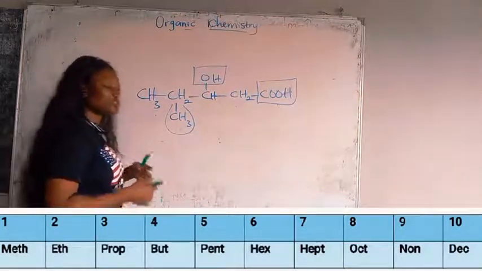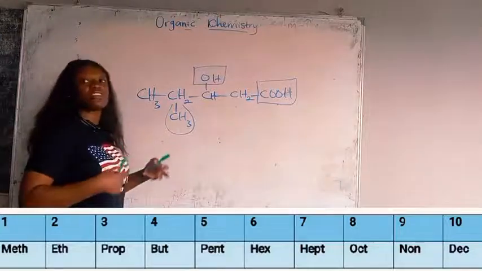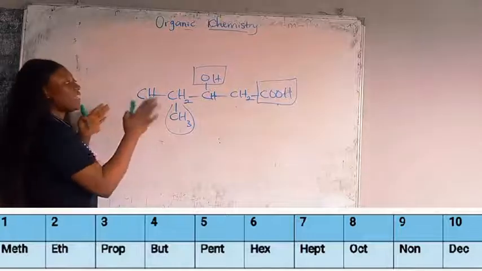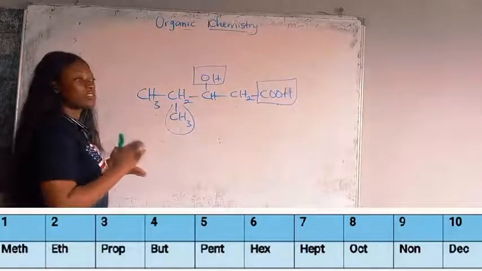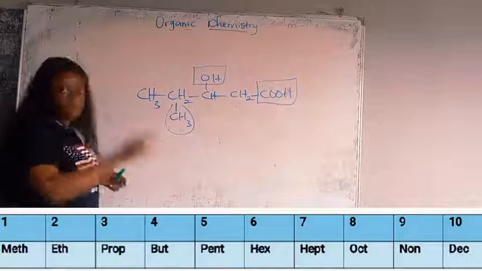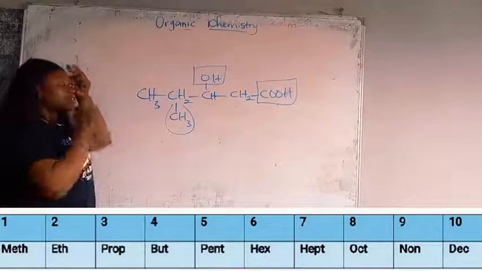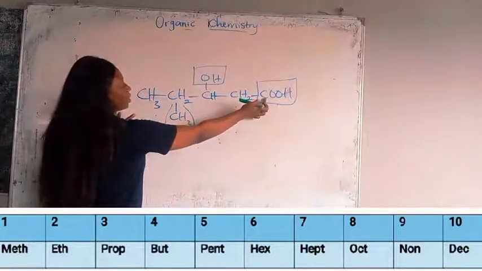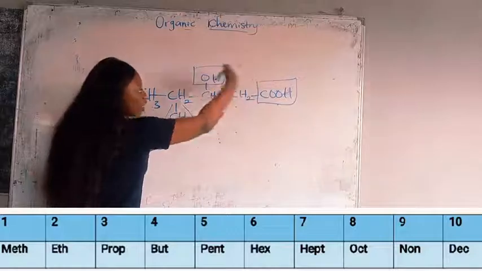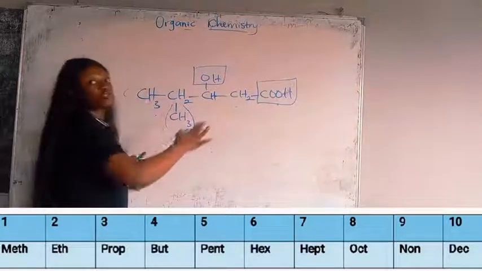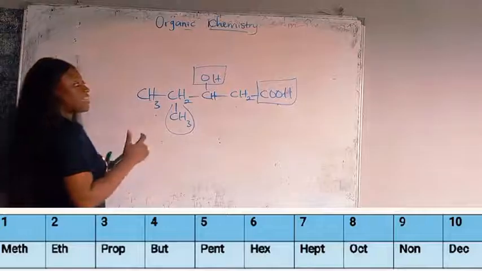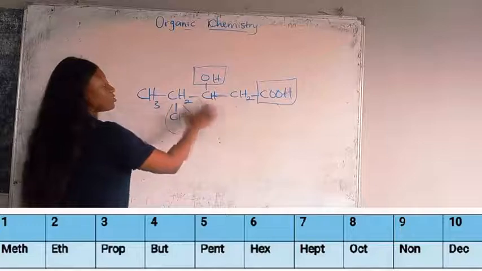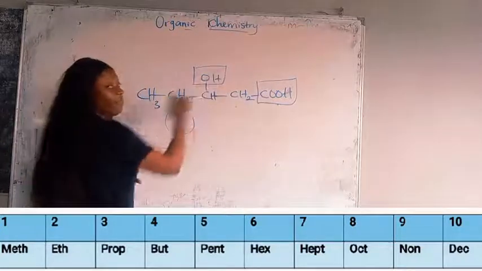Now the first thing to do is to get the parent chain, or the longest continuous carbon chain. In a case like this, the longest continuous carbon chain must contain a functional group. So, looking at this carbon, even though it belongs to a functional group, it falls in this chain. And so the longest continuous carbon chain automatically contains this functional group.